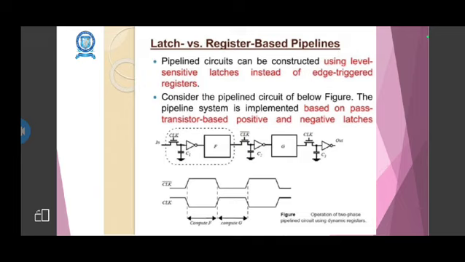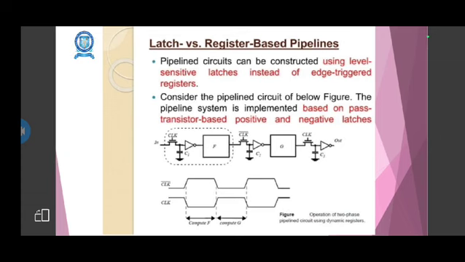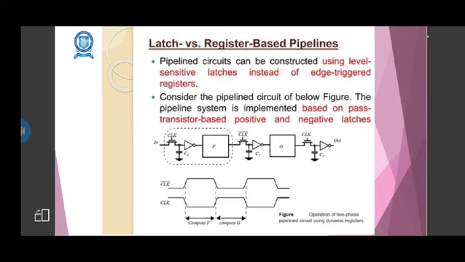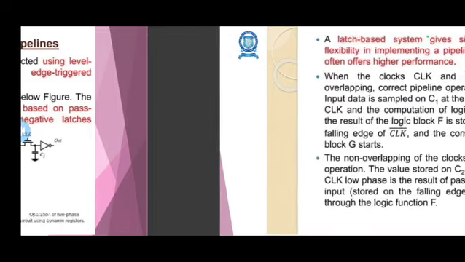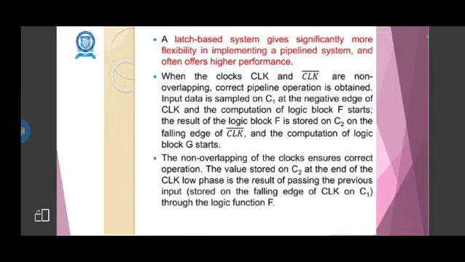Latches versus registers: pipelines can be constructed using level-sensitive latches instead of edge-triggered registers. Here the pipeline system is implemented using pass-transistor-based positive and negative latches. The latch-based system gives significantly more flexibility in implementing a pipeline system and can offer higher performance. When the clock and the inverted clock are non-overlapping, correct pipeline composition is obtained.